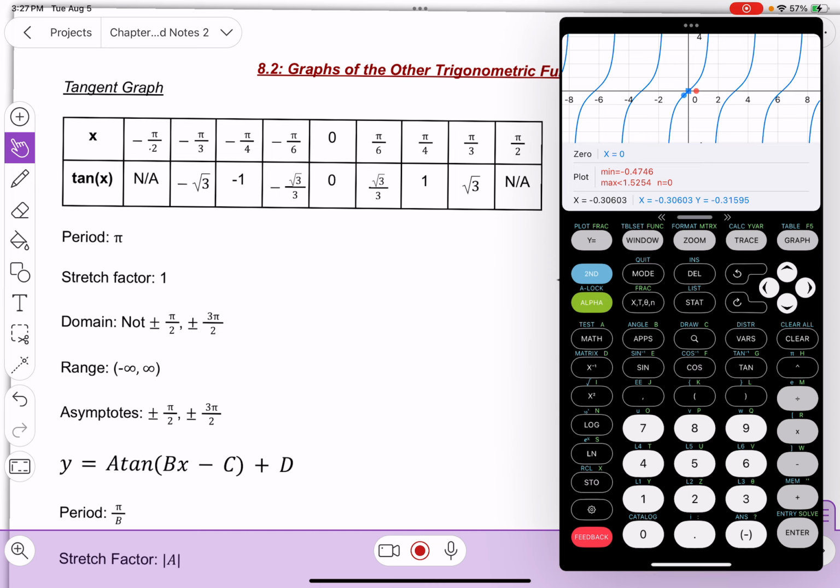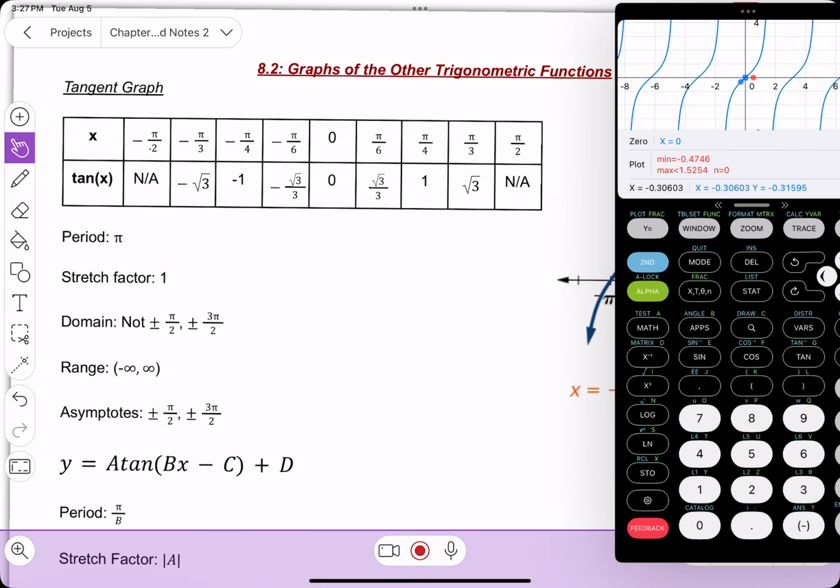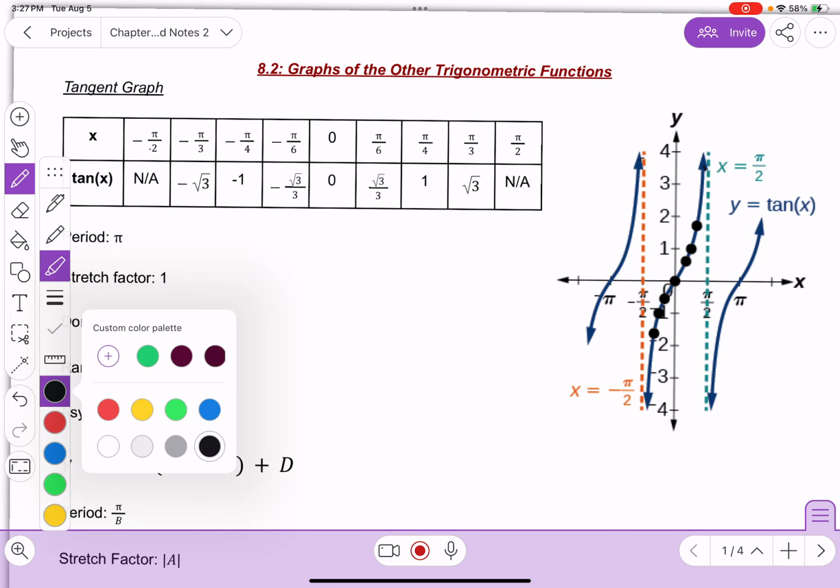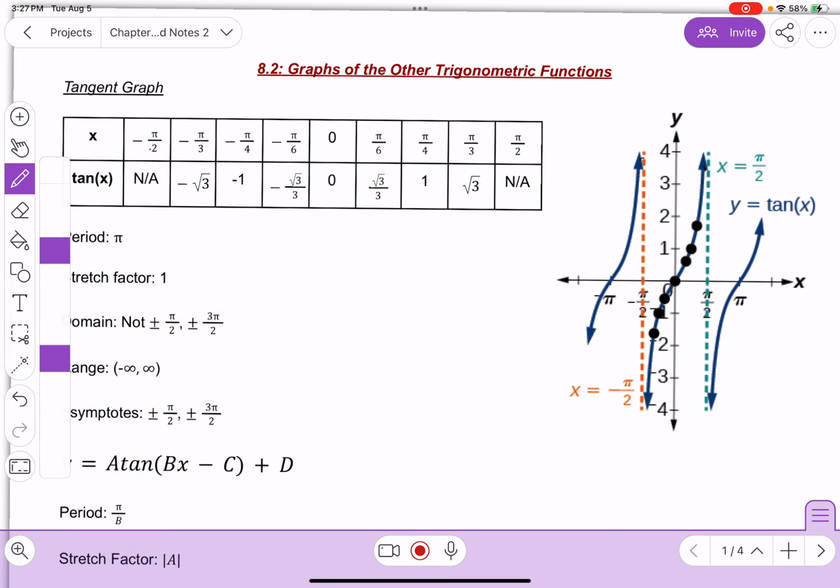So it's kind of increasing, does a little inflection, and goes up forever. But it has asymptotes, so it's not always connected. The period of the tangent function is pi instead of 2 pi. So that is one thing you want to pay attention to.